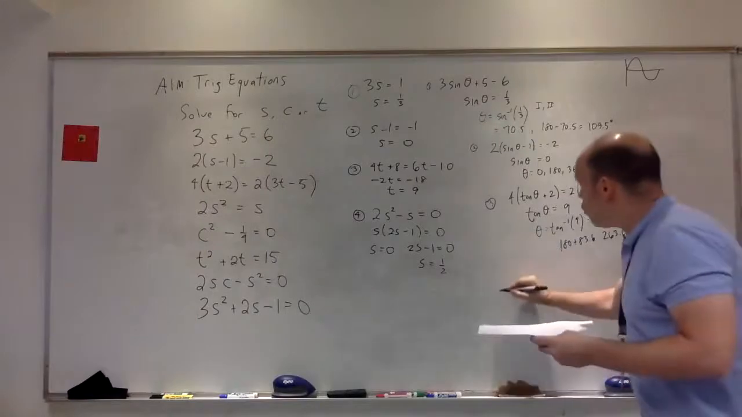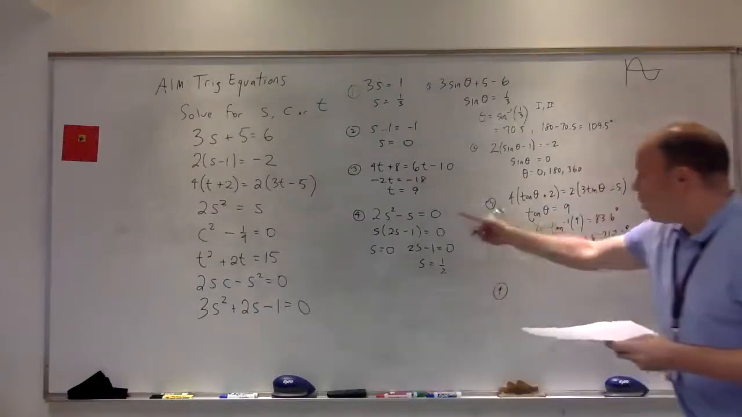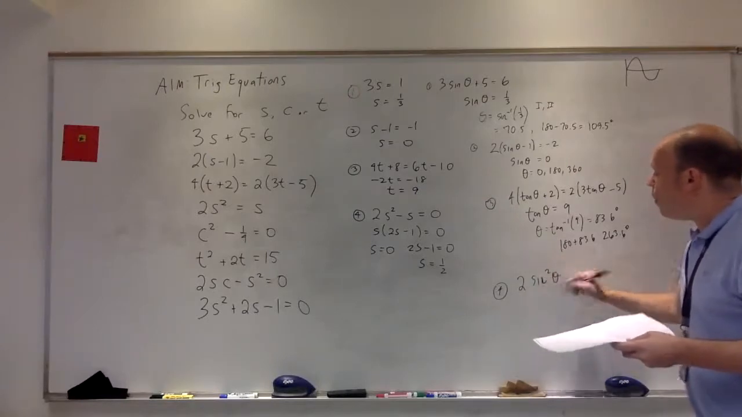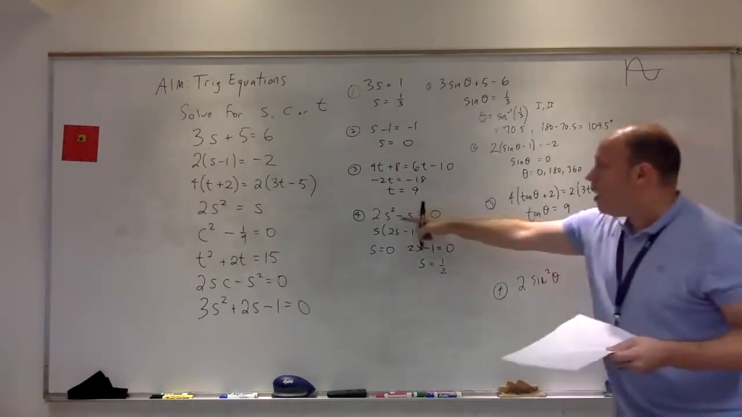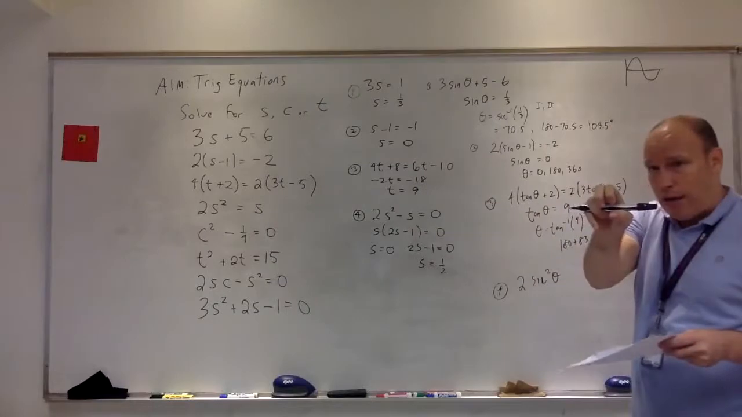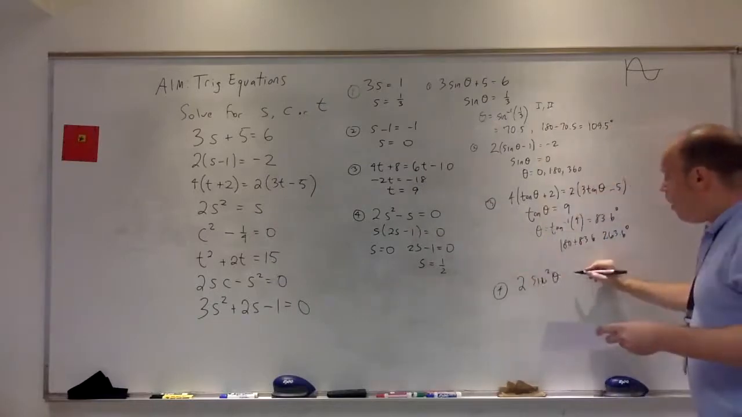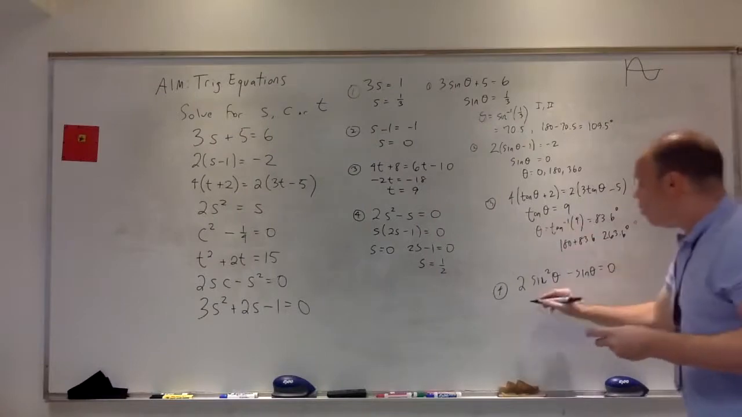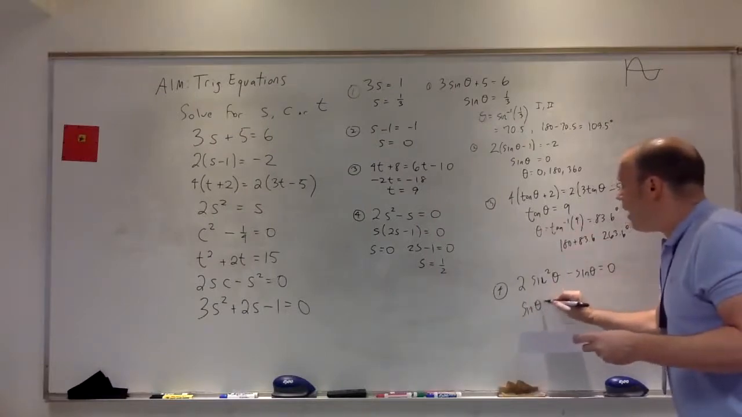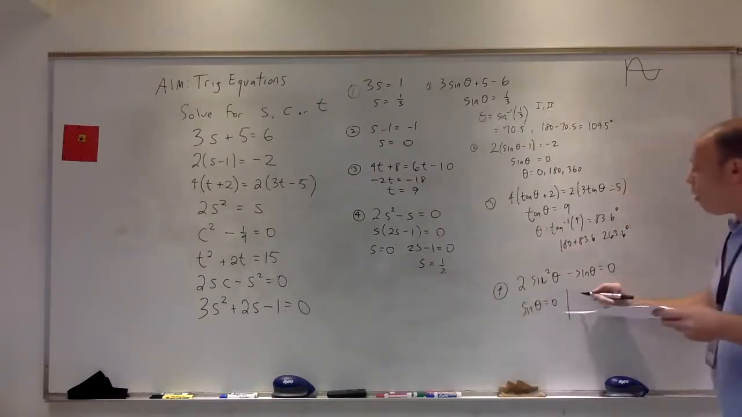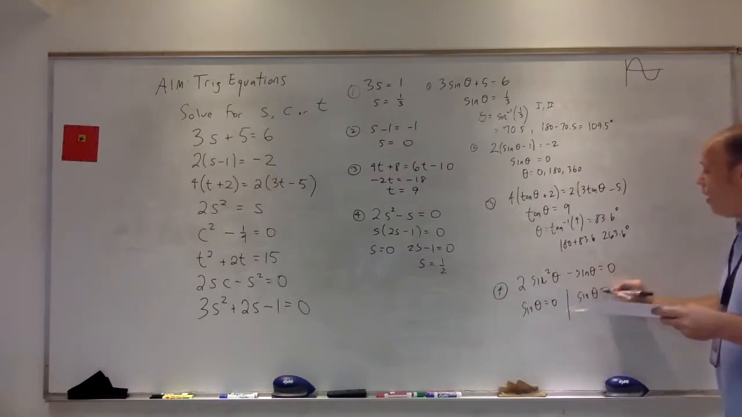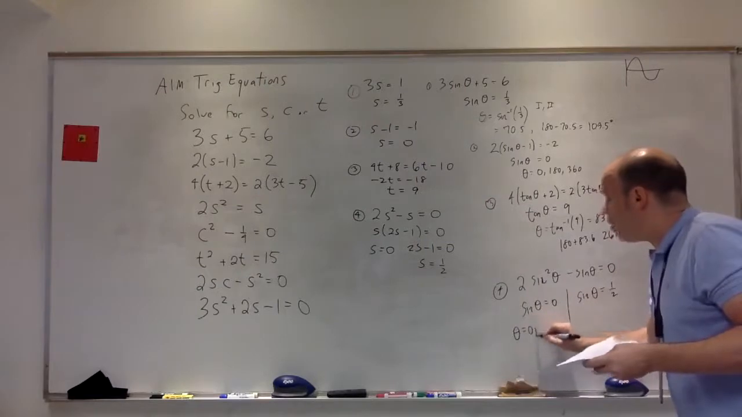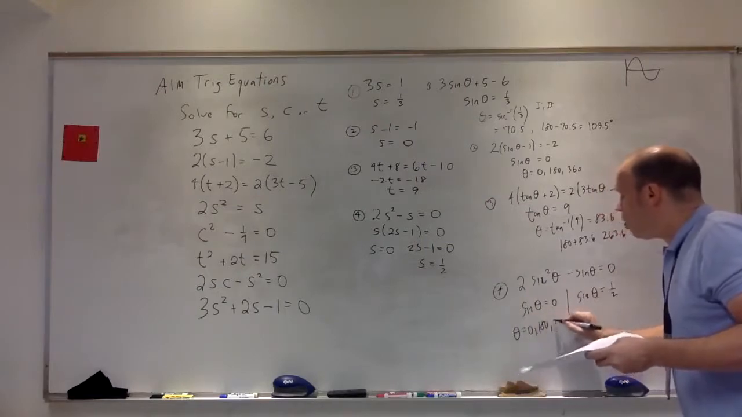The fourth equation was actually 2 sine squared theta. Remember this notation, it just means the value sine squared, minus sine theta equals 0. And we got the solution that sine of theta equals 0, or sine of theta equals 1/2. Well, we did this before. We know that theta is equal to 0, 180, and 360.